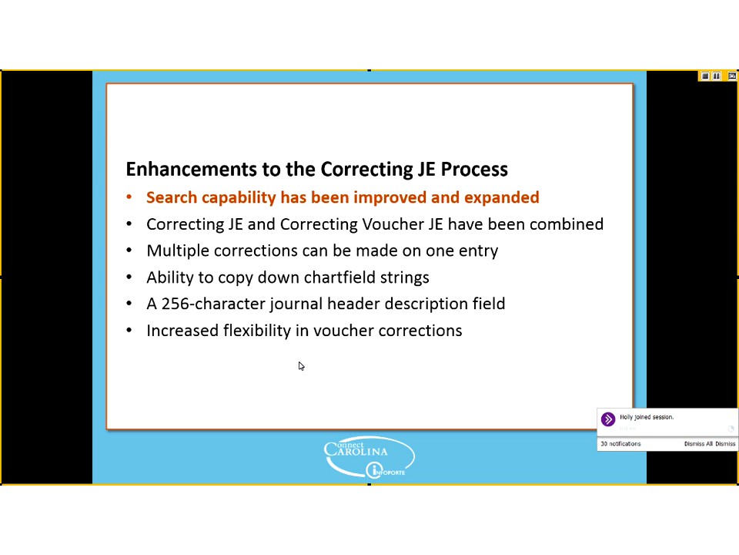In addition to that, there is the ability to copy down chart-field strings if you want to make the same edits to multiple lines. There's also a 256-character journal header description field. We will show you what that looks like. And we have increased flexibility in the types of voucher corrections that you can make. And while we're on this screen, it is important to point out that these enhancements only apply to the Correcting JE journal entry type. So these enhancements will not apply to the other journal entry types.